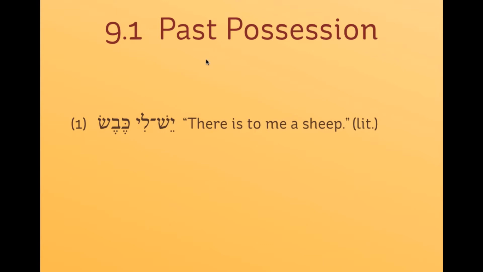Remember, Hebrew uses an impersonal construction to mean I have a sheep. Literally, this reads, there is, to me, a sheep, where kevis, sheep, is the subject of this Hebrew clause, not I. I am the indirect object. The sheep exists to me is how you say I have a sheep in Hebrew.